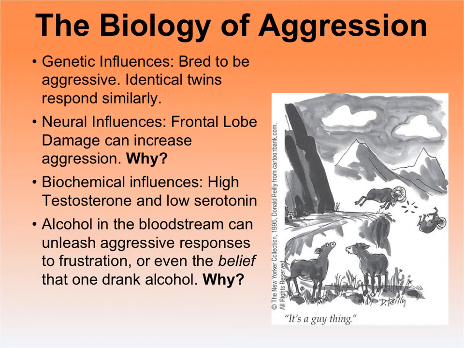There are genetic influences, right? So identical twins, even if they're separated, will respond differently. Part of their genetic differences have to do with brain functioning. If there's frontal lobe damage, and actually this isn't just genetic, it could also be something that occurs over the course of someone's life. If they have an injury to the brain, for example, frontal lobe damage can increase aggression.